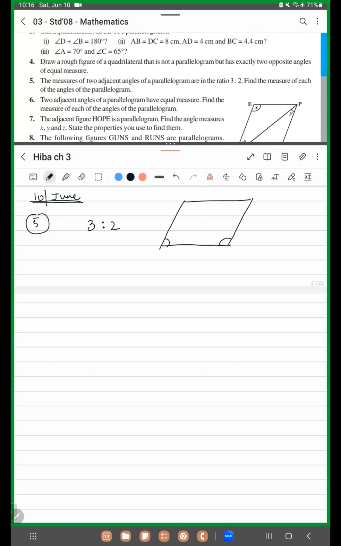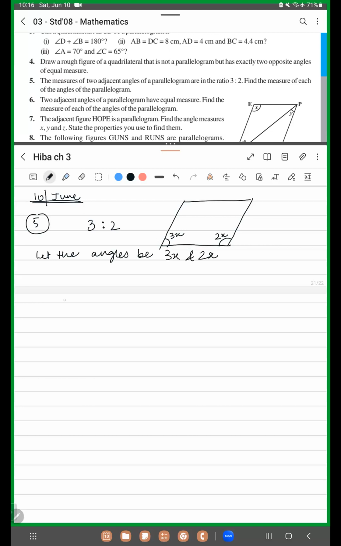Now they are saying they're in the ratio 3:2. What do we do now? We can name the angles as 3x and 2x. Very good. Whenever you have a question that is based on ratio, what you have to do is 3x, 2x. Okay. Now, next step. Then we will say that 3x plus 2x gives 180 degrees.